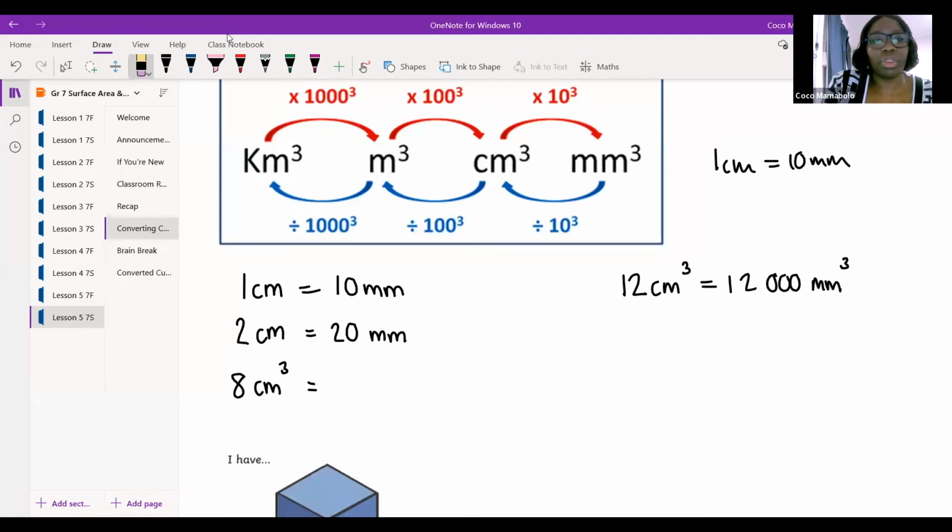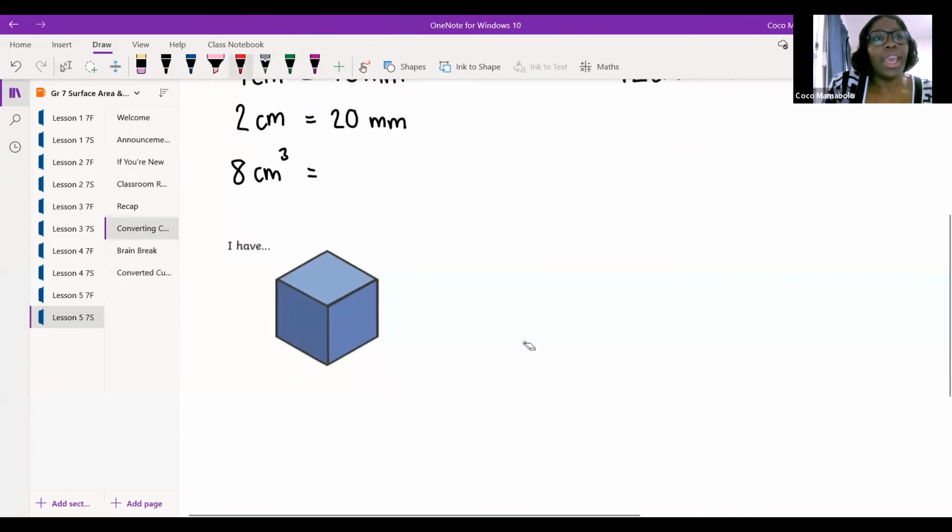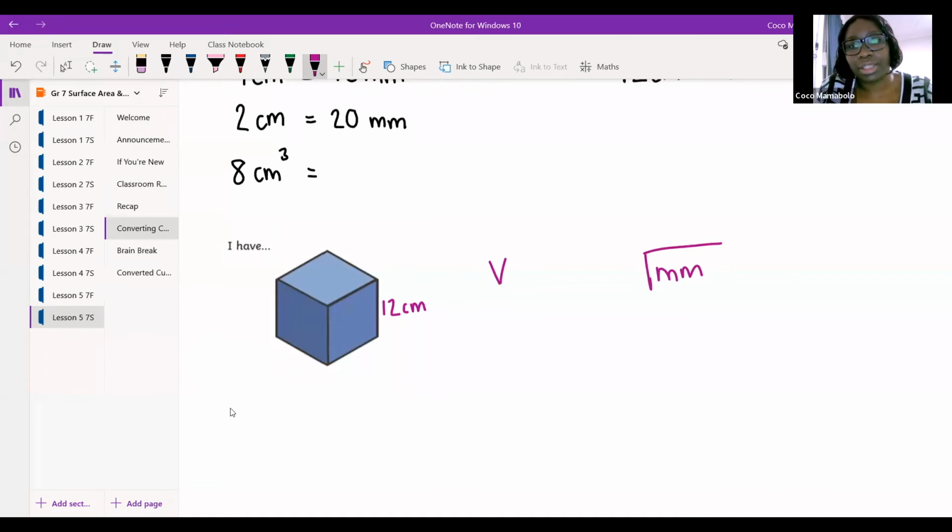I'm going to give you guys a cube. Here's my cube, and I'm going to tell you that my cube has a side of 12 centimeters. But I want you to give me the answer for volume in millimeters. Who's got any idea what we are going to do? What are we going to do here, guys? Remember that volume is equal to length times breadth times height.